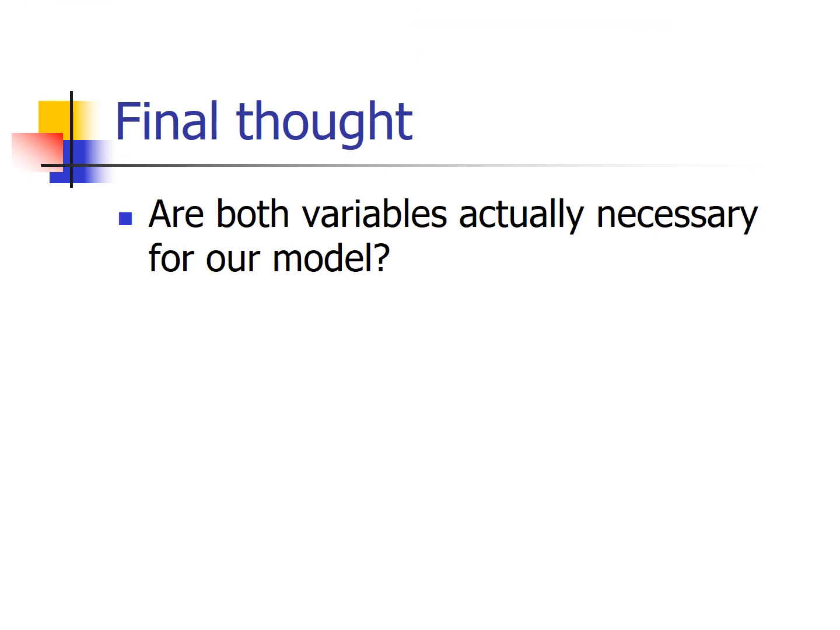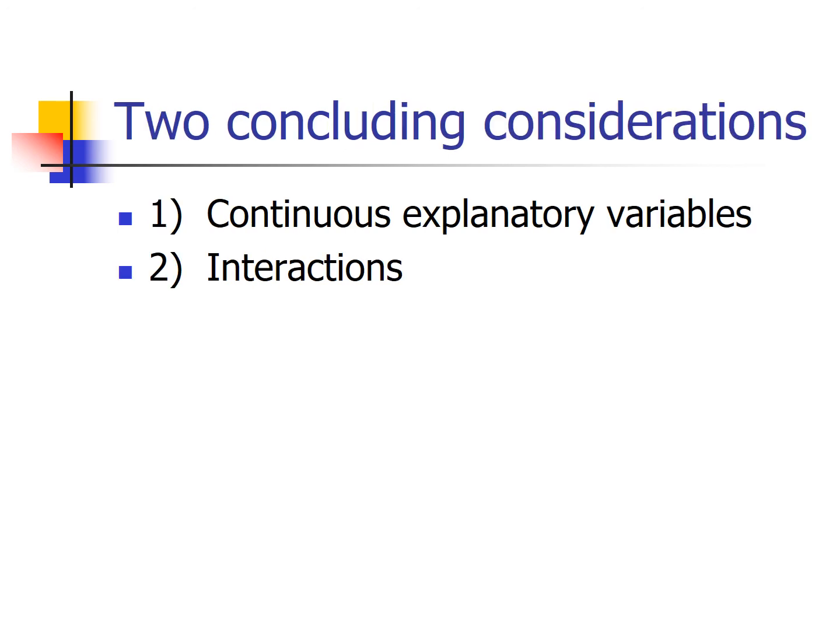And so before we wrap up this example and talk about a couple loose ends, we should of course be thinking, are both variables actually necessary for our model? Oh, I guess I didn't put that in a slide. Well, if you go back to the output, I think you'll observe that actually one of them is non-significant.